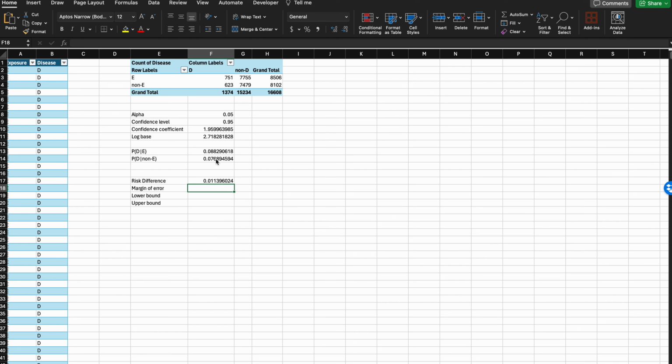So I will conclude that the risk of disease is 1.1 percentage points higher in the exposed compared to the non-exposed. And I use the term percentage points because all I've done is I've taken the 0.011 and I've multiplied it by 100%. So I'd say 1.1 percentage points, and it's higher because it's positive. The probability of disease given exposure was higher than the probability of disease given non-exposure. So I say there's a 1.1 percentage point increase in the risk of disease comparing the exposed to the non-exposed.